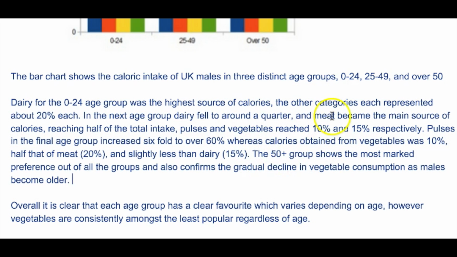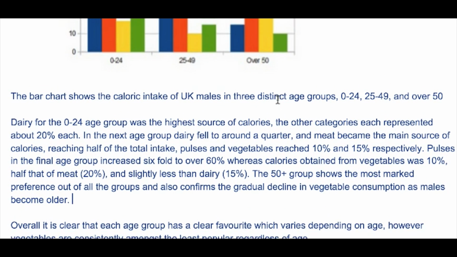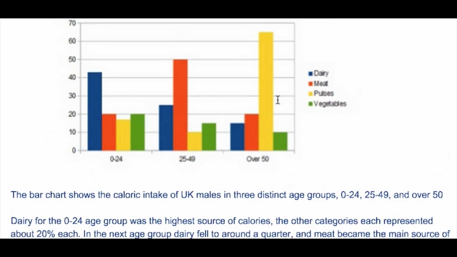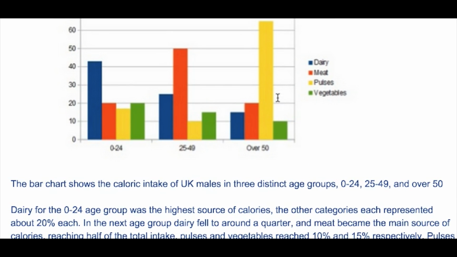The over 50 group shows the most marked preference out of all the groups, and also confirms the gradual decline in vegetable consumption as males become older. So what I'm saying is I'm showing the examiner that I have realized that the over 50 group is the extreme, the largest out of all of them, and it also confirms this general mini trend within the data of vegetables slowly decreasing.